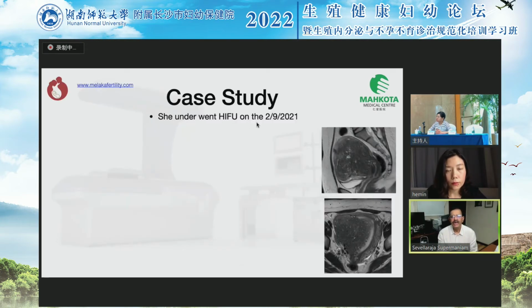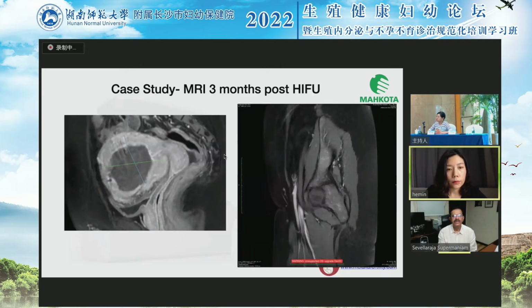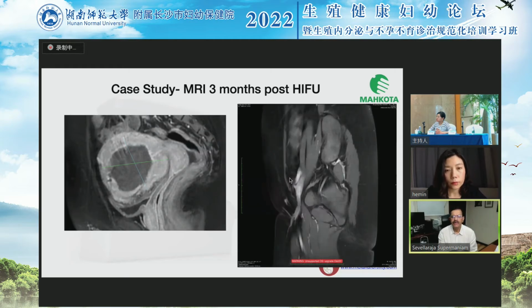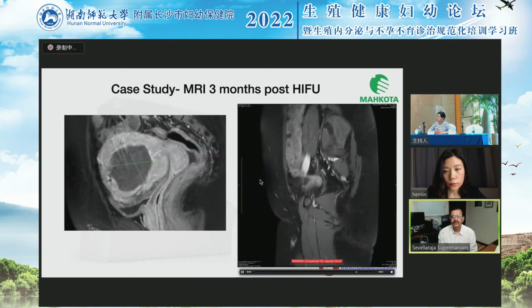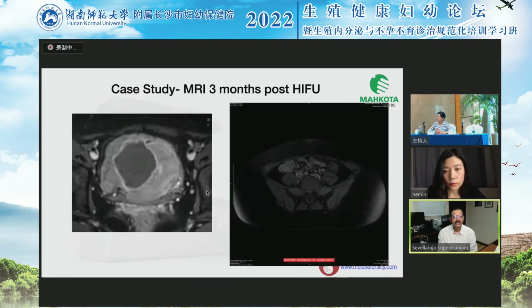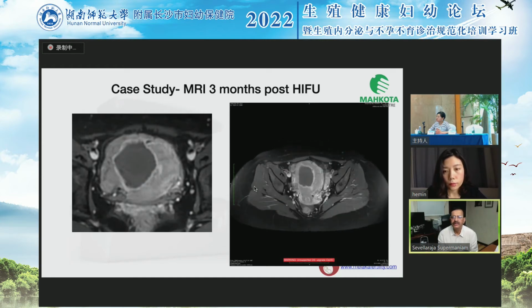Okay, so she underwent HIFU on the 2nd of September 2021. This is the energy that was used. The total time was 146 minutes, and we gave 1,635 seconds. Okay, this is after 3 months. This is how the ablation looked, and this is the MRI. And this is the MRI on the transverse view after 3 months.